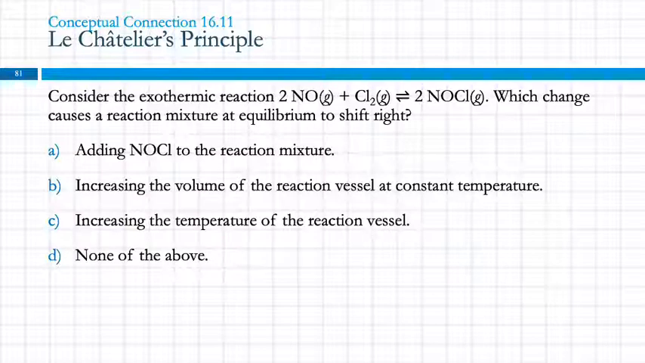Consider the exothermic reaction 2NO plus Cl2 going to 2NOCl. Which change causes a reaction mixture at equilibrium to shift to the right? Is adding more NOCl going to cause it to shift to the right? No. How about increasing the volume at a constant temperature? Well, these are gases. On the left side, I have 3 moles of gas, and on the right side, I have 2 moles of gas. If I increase the volume, the pressure goes down, and it tries to replace that to increase the pressure, so it'll shift to the left.